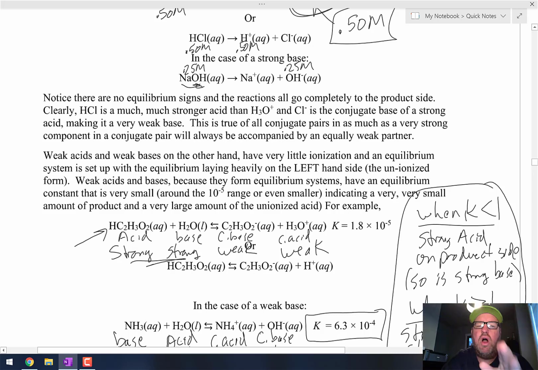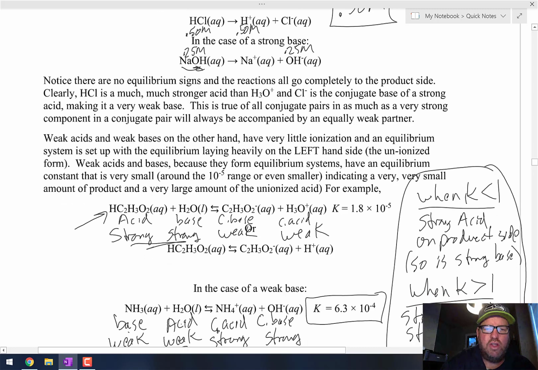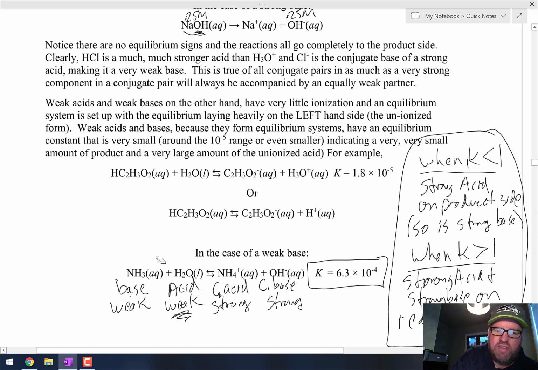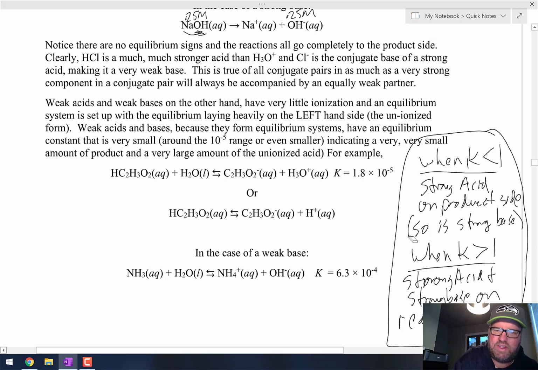A very strong component, if it's a strong acid, just like we just talked about, always results in a weak partner, the base. If it's a strong base, then it has a weak conjugate acid. Okay, now in the cases of weak bases or acids, and all of the other acids or bases that they mention will be weak. If it's not one of the strong acids or strong bases that we've learned, then they typically have very little ionization.